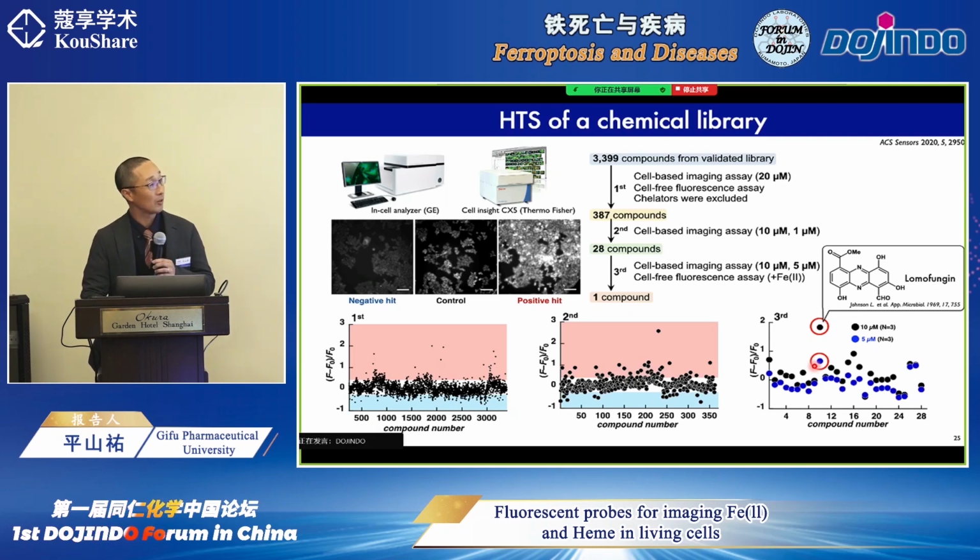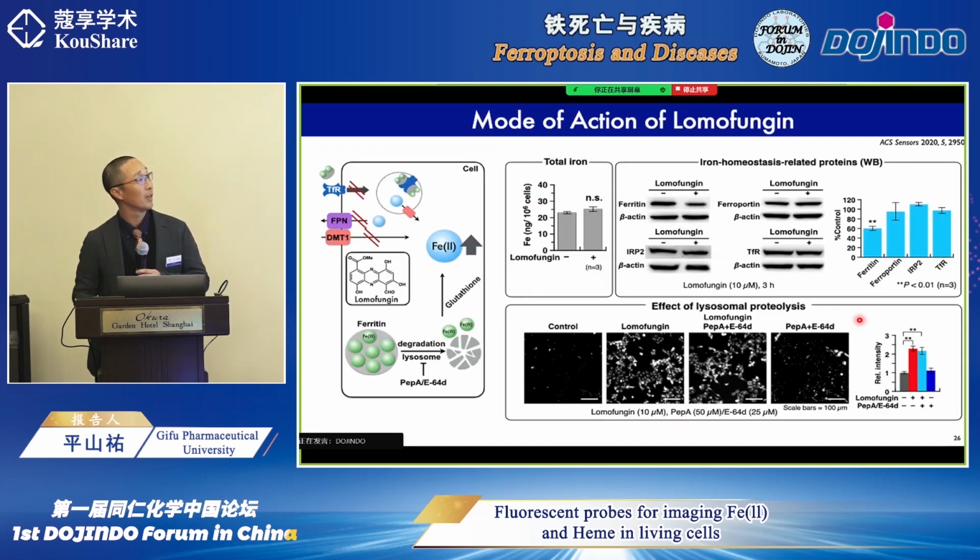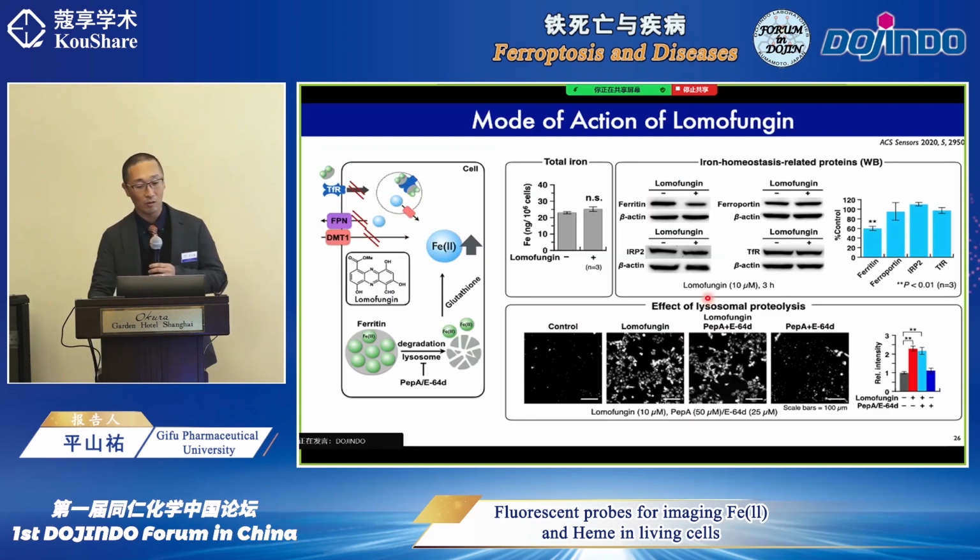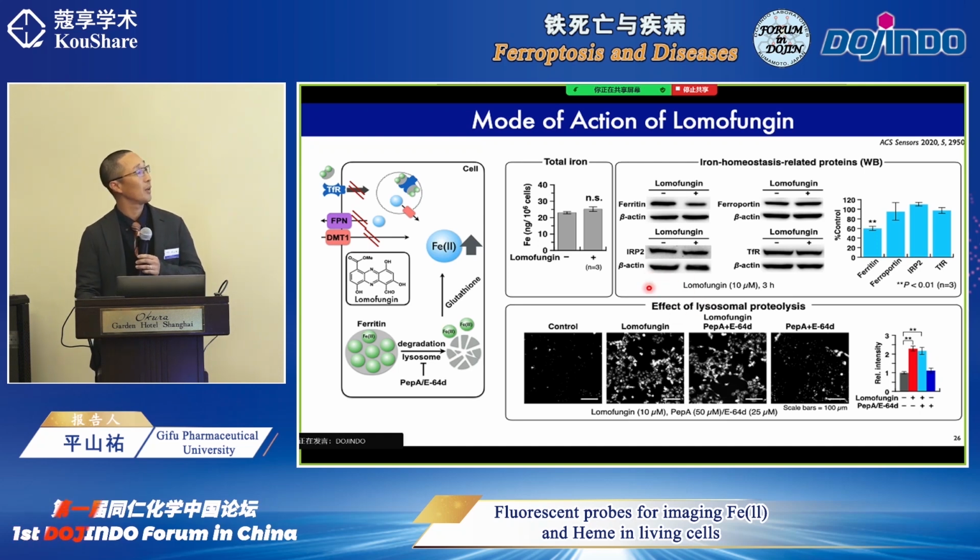Then the next question is how rhomofungin upregulates the labile iron in cells, and this is now an ongoing project, but we found that total iron was not changed upon the addition of rhomofungin. This means the transporting system was not affected by rhomofungin. And we checked several proteins involved in iron homeostasis, and ferritin degradation was observed. Ferroportin is an exporter of iron. The transferrin receptor and IRP2 were also examined, but they were not changed at all.